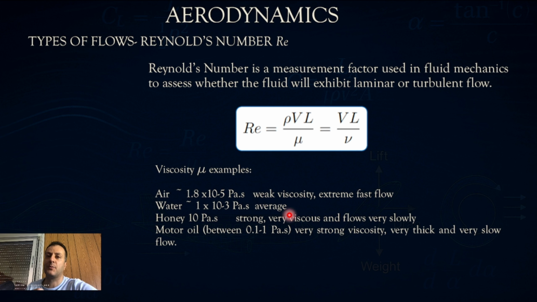That's why it flows much better than water and other fluids. Extreme fast flow. For water, 1 times 10 to the power minus 3 Pascal per second. So it's much higher than air proportionally. And you notice that the water flows much slower than air, and it sticks much better to a flowing surface. That's why it creates a more laminar flow rather than a turbulent flow.